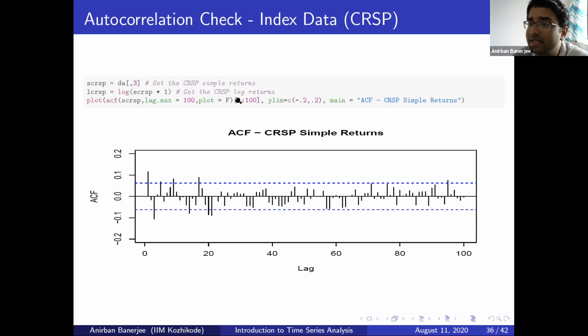So this is the CRSP value weighted index. We just stored it in the SCRSP variable. DA was our original data frame where we got the data. We also converted it to log returns. Okay, now I'm plotting the ACFs. Now you see that it is pretty different, right? So what do you see? Tell me, what do you make out of this particular graph?